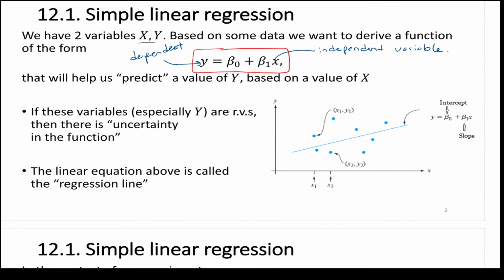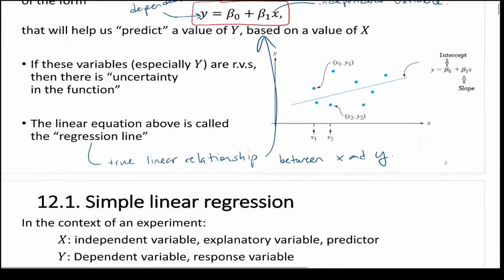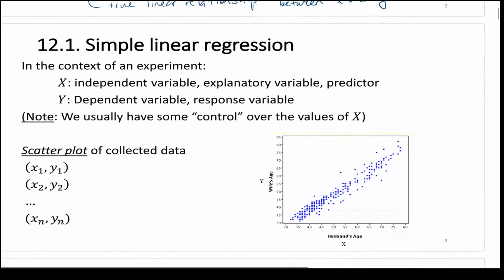If you can find that true linear relationship, we call this a regression line. So that line, y equals beta naught plus beta sub 1 times x, is the true linear relationship between x and y. There is some true linear relationship between those two variables. Call that the regression line.